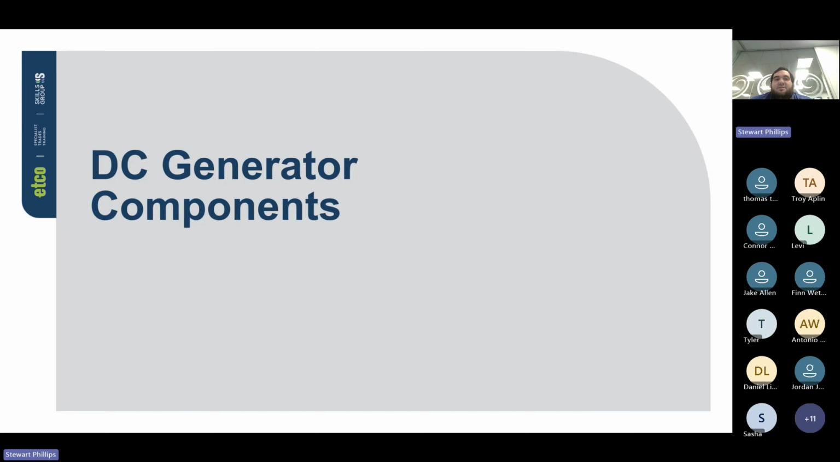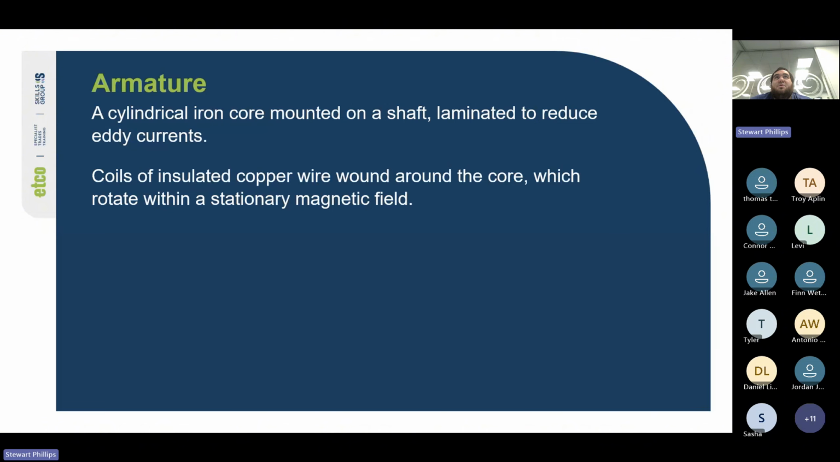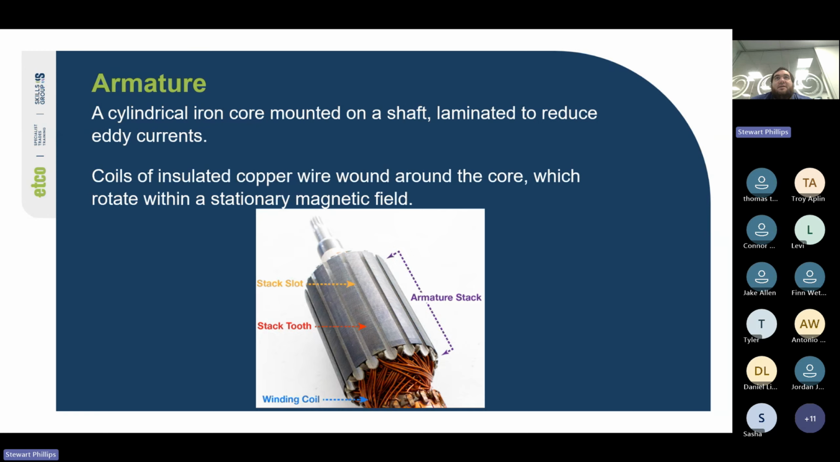So the standard DC generator components. An armature is the cylindrical iron core mounted on a shaft, laminated to reduce eddy currents, and then coils of insulated copper wire are wound around the core, which rotate within a stationary magnetic field. So this is what it looks like. You can see the armature stack there. That armature stack is what absorbs the magnetic field that's rotating around it.